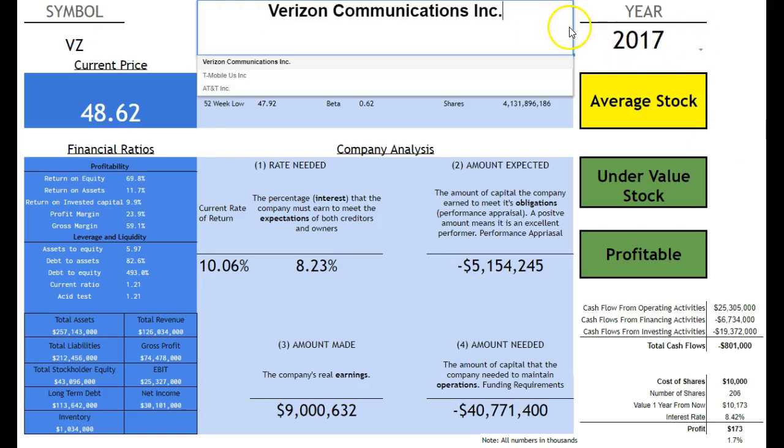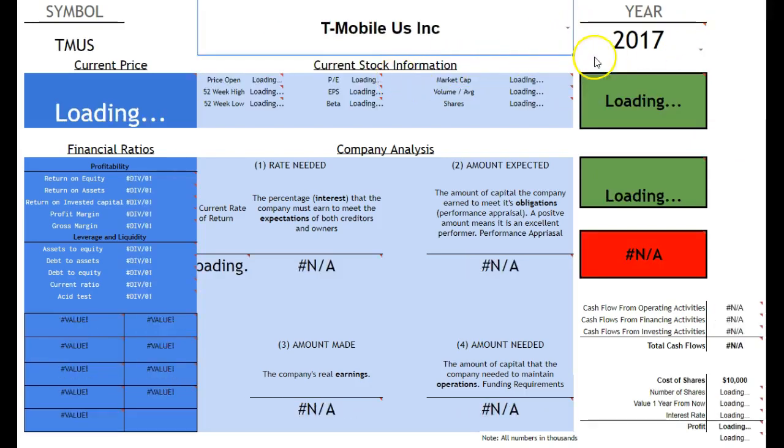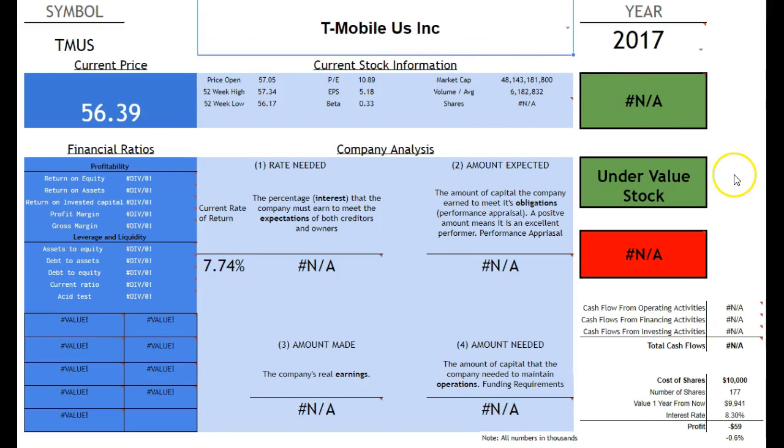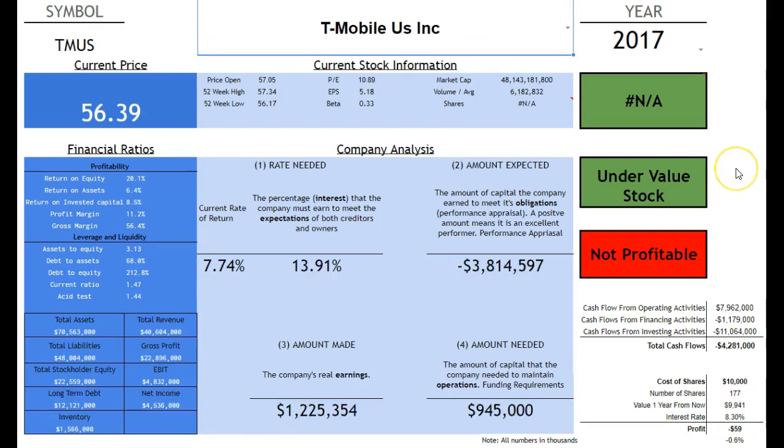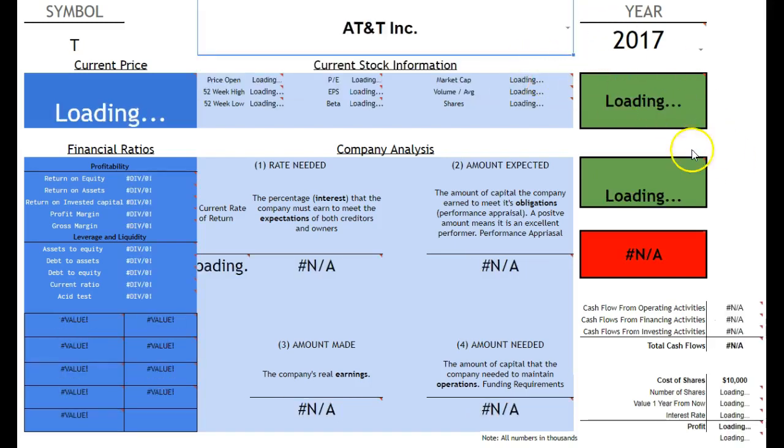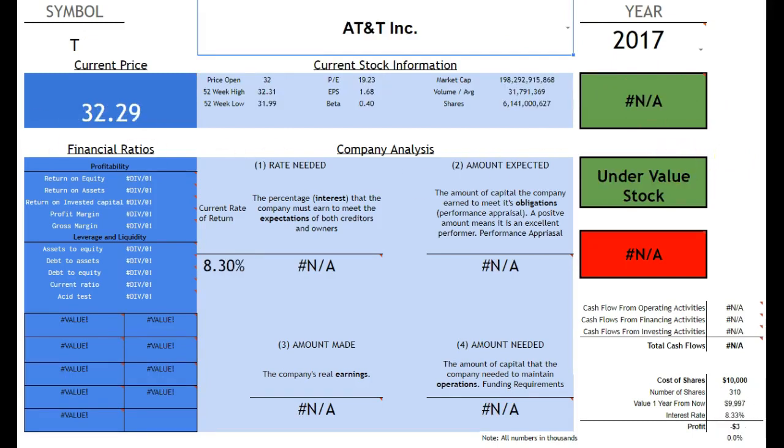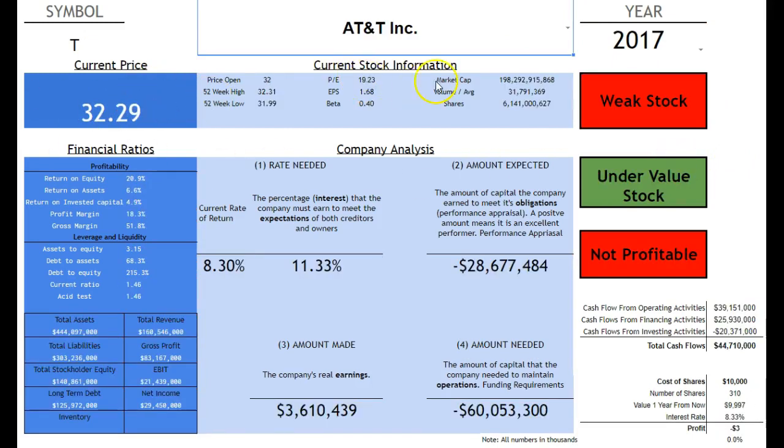Out of the three companies that we analyzed today, Verizon was by far the best out of the three. It is cheaper per share of stock than the T-Mobile, and let's see, AT&T. Well, it's a little more expensive than AT&T, but it is a lot more profitable.